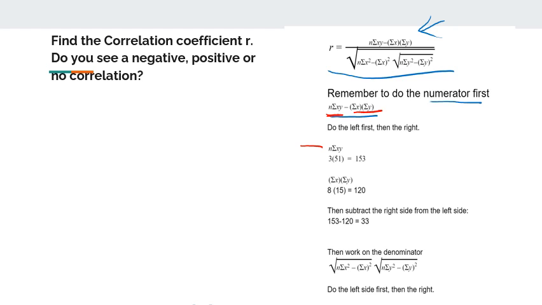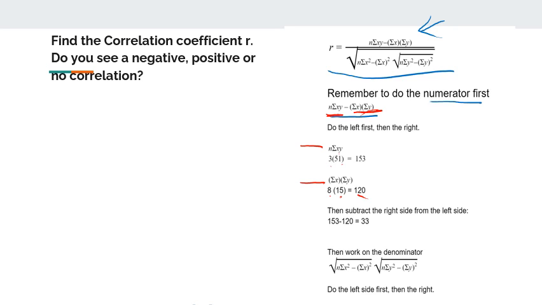So on the left side, N was 3, and your sum of xy's was 51, right? Multiply them together and you get 153. Now let's do the other side of that equation. You have your sum of x, which was 8, and your sum of y, which was 15. Multiply them together, we get 120. Now you have both sides of that equation.